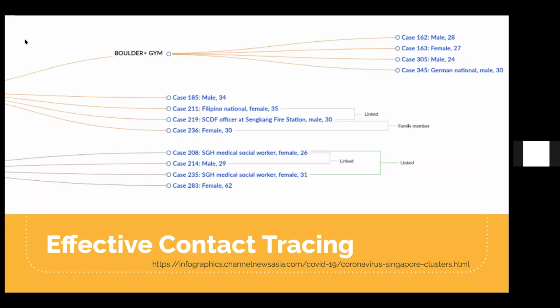And this is just a visual that shows how contact tracing can effectively be used to find the links between different cases and discover where and who people contracted COVID from in order to curb the spread of the disease.